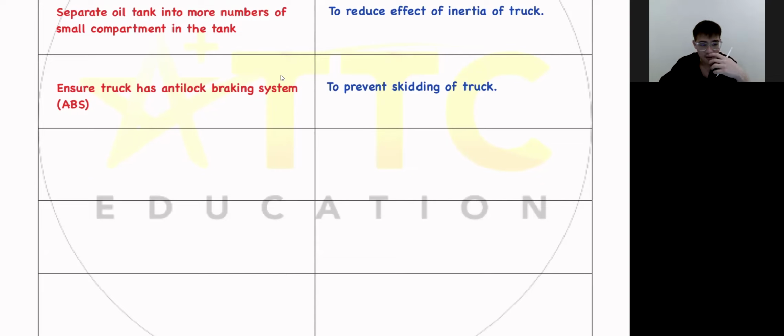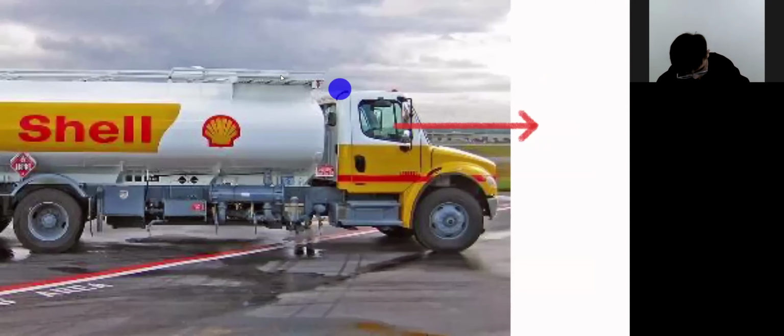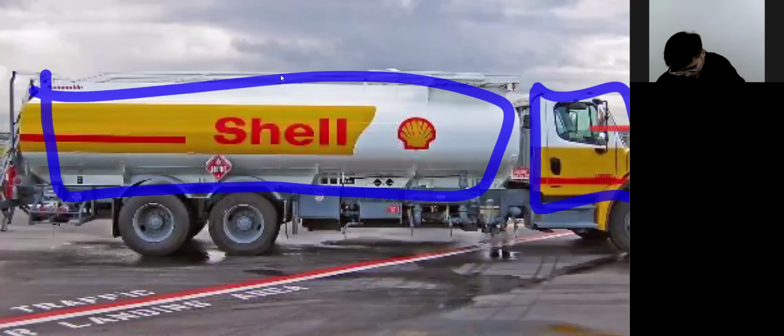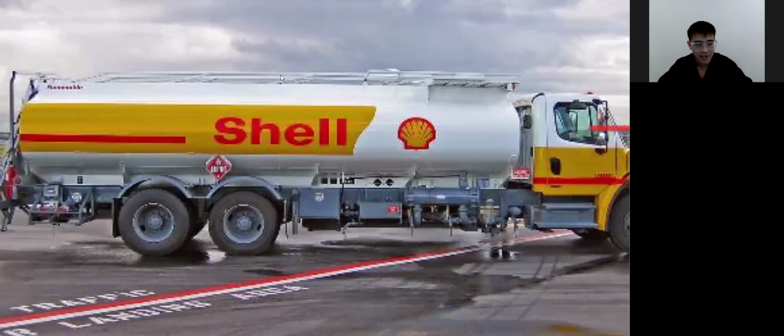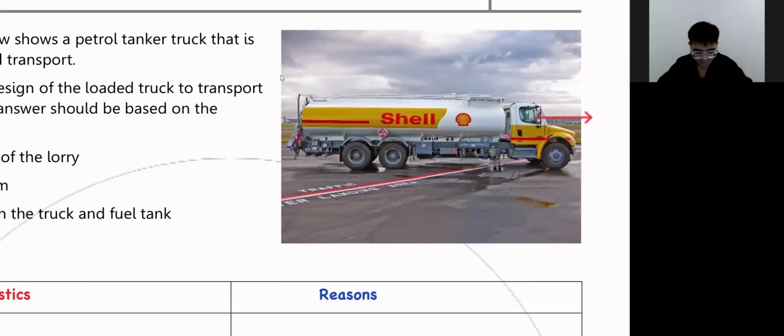Then the third one. The question wants you to choose the gap between the truck and the fuel tank. If you look at the diagram, can you see? In between the truck and the oil tank, there's a gap. Do you want this gap to be big or small? Closer gap or further gap? This one, we will always choose the gap to be greater.